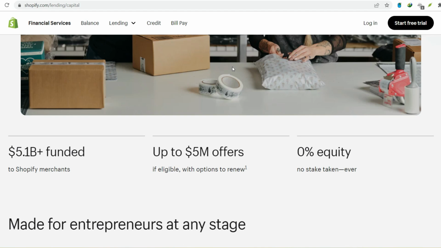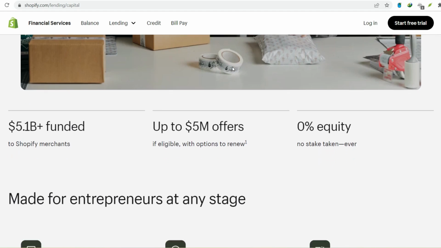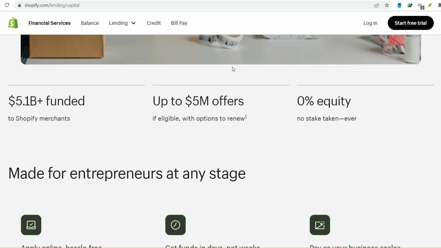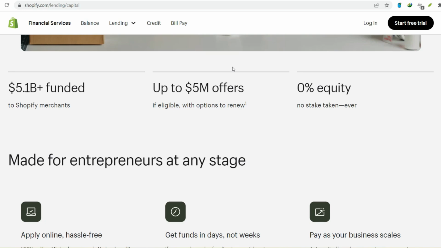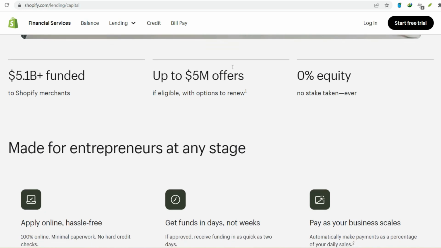The calculation process explained for beginners. Shopify Capital's calculation isn't about a traditional interest rate. Instead, it revolves around a fixed borrowing cost or factor rate and your store sales performance. Here's a breakdown. Eligibility and offer generation.